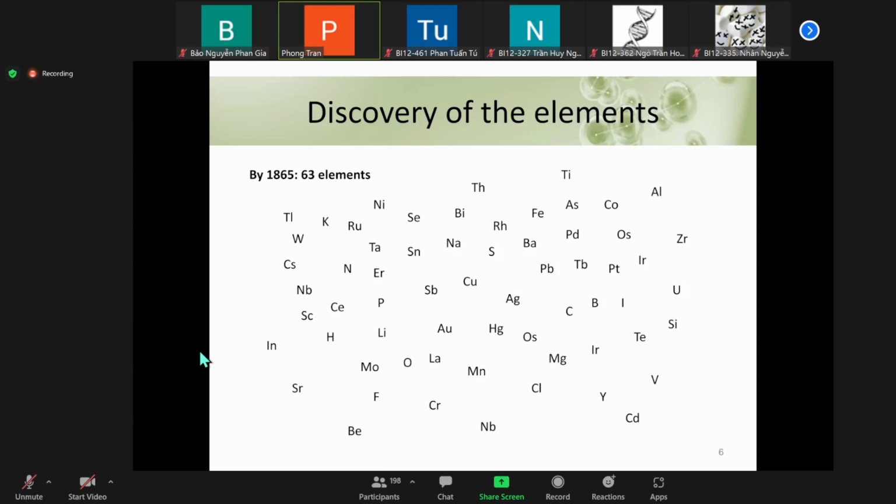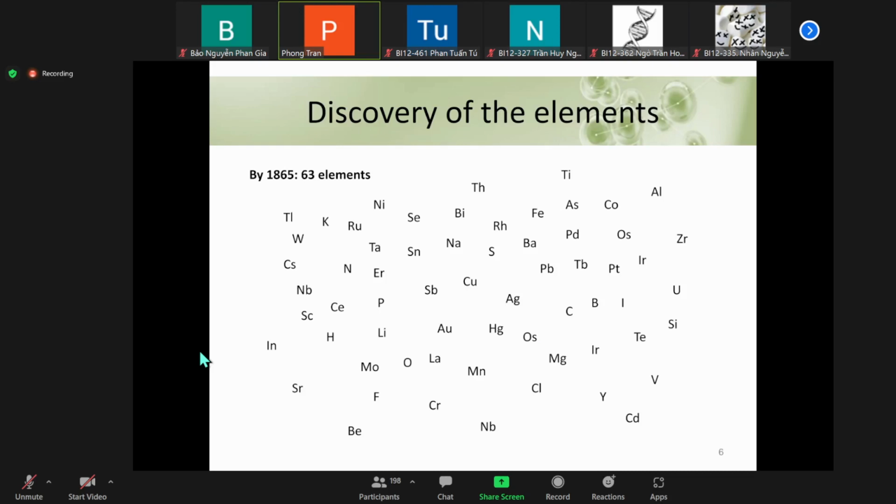It also means that the progress of science and technology will be very limited. So the more people can learn and know about the chemical and physical properties of elements, the better chance society will have to invent and develop something new for the best of human beings and for the development of society. So people started to say, now you have 63 elements randomly like this.